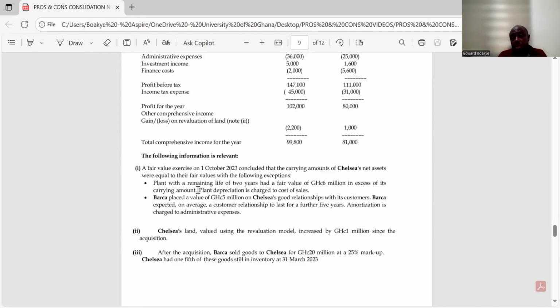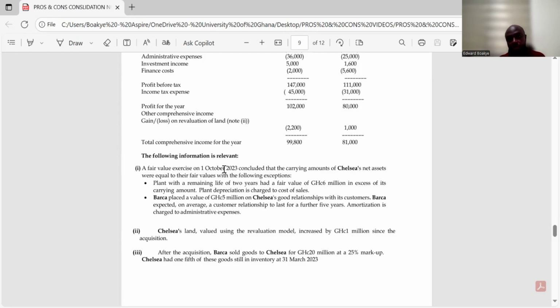6 million. Because Chelsea had not been to the market, Chelsea will not know, right? But when we do a fair value exercise and go to the market and check, we will get to know whether the price has increased or come down. This time around, thank God, it has gone up by 6 million. It had a useful life of 2 years. And remember, in our past video, we said if the fair value has increased, then it means we are going to get additional depreciation.